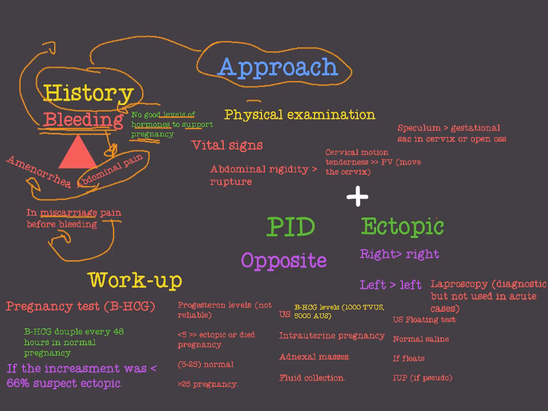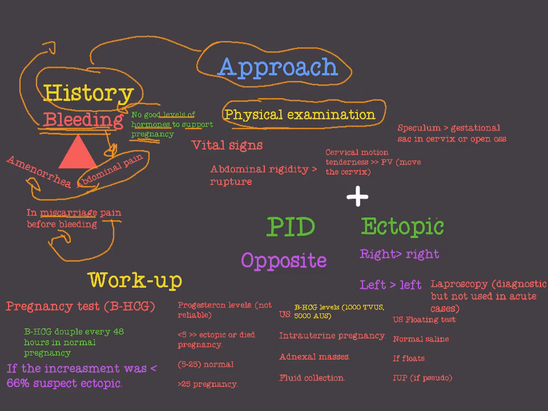After history, we move to physical examination. Okay, I just forgot to say that in the history of ectopic pregnancy we may have a case of hemodynamic instability. Because of a huge bleeding we may have tachycardia, hypotension, and so on and so forth. So it's an important point in the history of ectopic pregnancy.